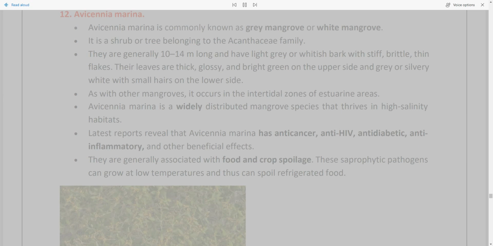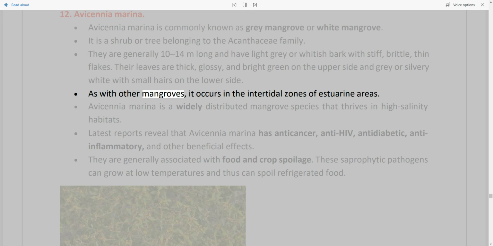12. Avicennia marina. Avicennia marina is commonly known as grey mangrove or white mangrove. It is a shrub or tree belonging to the Acanthaceae family. They are generally 10 to 14 m long and have light grey or whitish bark with stiff, brittle, thin flakes. Their leaves are thick, glossy, and bright green on the upper side and grey or silvery white with small hairs on the lower side.